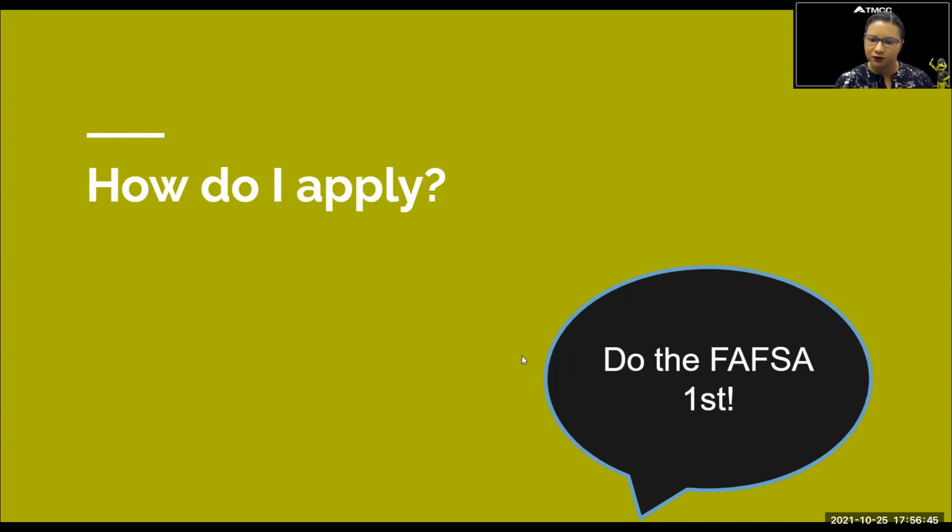7 people said federal application for free student aid, and 5 people said free application for federal student aid. So I know those are just very similar answers and only 2 words are swapped, but the answer that is correct is free application for federal student aid.